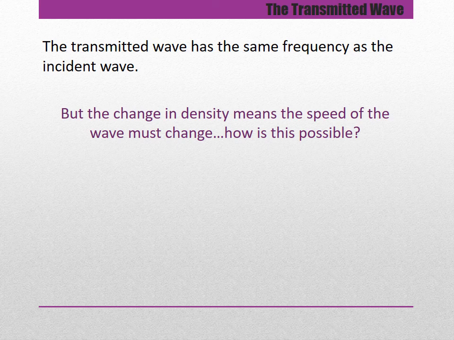The transmitted wave has the same frequency as the incident wave, but the change in density means the speed of the wave must change. How is this possible?